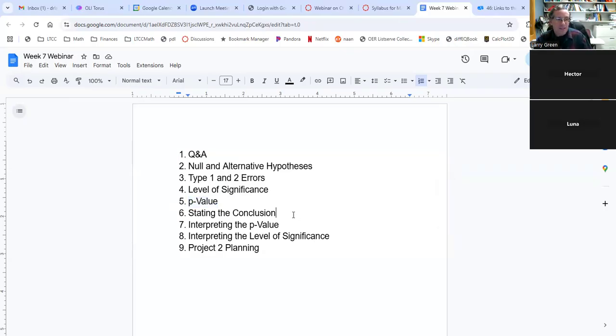Then we'll talk about how you state the conclusion for a hypothesis test. Then we'll interpret the p-value. We'll interpret the level of significance. And that'll be pretty much all the different things with hypothesis testing.